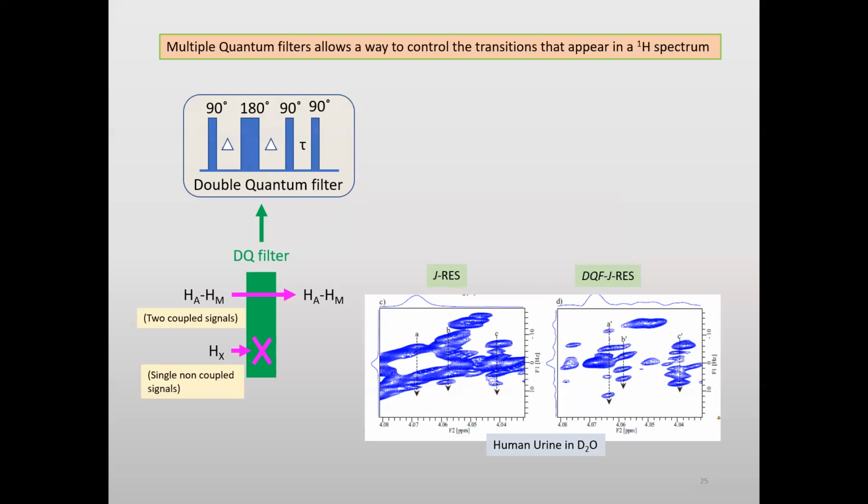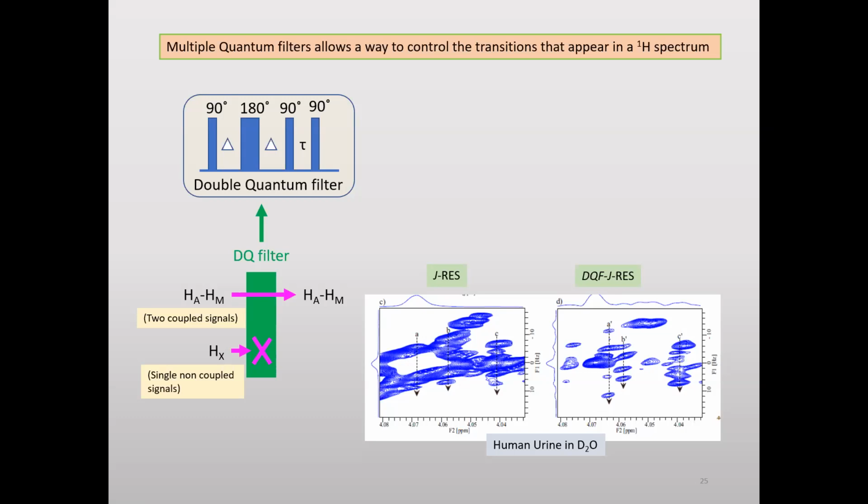On the left, you can see there is a double quantum filter. So if we have two coupled signals, HA and HM, and we apply double quantum filter, then these two coupled signals pass through the double quantum filter. But a very intense singlet peak or single non-coupled signals does not go through the double quantum filter. And using this simple trick, it is very easy.